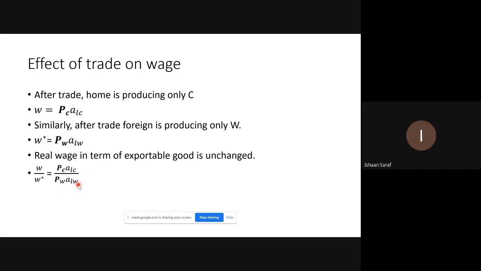Okay, ma'am, got it. This is actually, I can say, a branch, an allied part of Ricardo. Ricardo is not actually concerned about the wage. He is only concerned about the pattern of trade. But after getting this pattern of trade, we are interested in getting the wage. And this is how you can find out the wage. Okay.